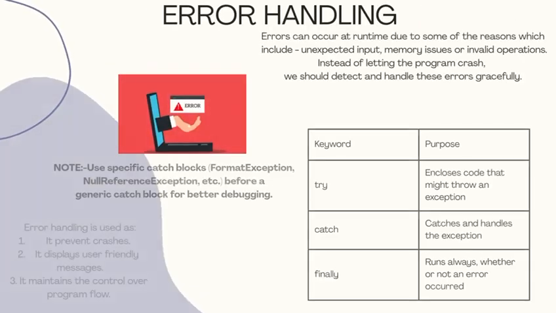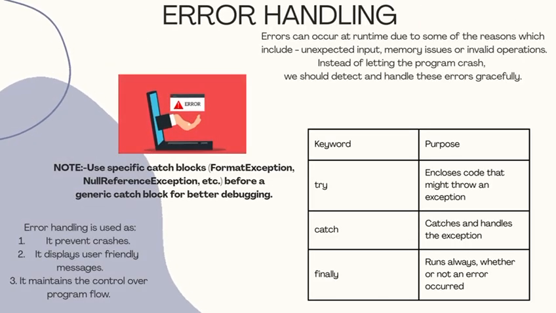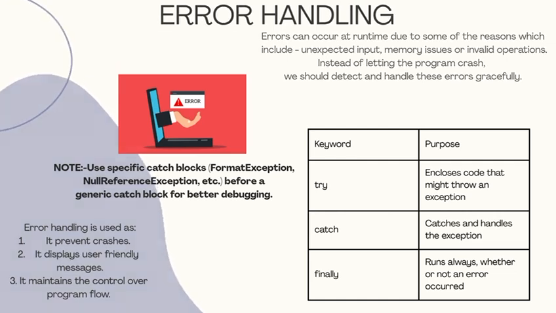In C#, we use try-catch-finally blocks to handle runtime errors gracefully. Instead of crashing, our program can display user-friendly messages and maintain control. Always use specific catch blocks first to make debugging easier.